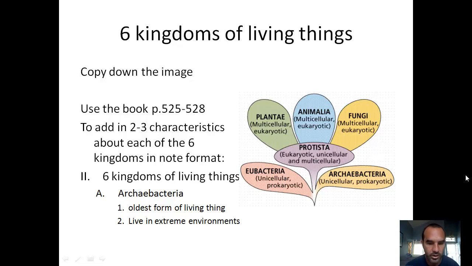You already have whether it's unicellular or multicellular, prokaryotic or eukaryotic in the picture. So if you can just add the 2 to 3 characteristics underneath archaebacteria, and then you'll do eubacteria, protists, fungi, animals, and plants. So go ahead and do that. You can pause the video and then come back in a little bit to finish it off.